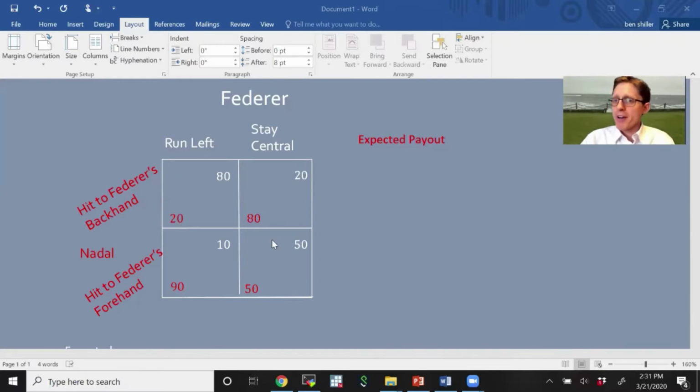Now let's think about it from the perspective of Federer. We're thinking about Federer's perspective when we're trying to figure out what probability he should choose for one of his options. Let's say the probability of running left. Okay, so let's take a step back. What does it mean to have a probability? Imagine that Federer has a random number generator, something like rolling a die in his head. And every time Nadal's about to hit it, he rolls this die.